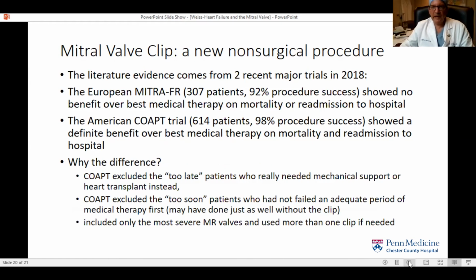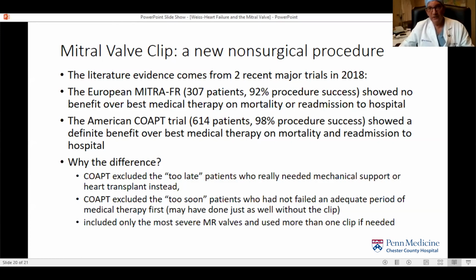So I say it's a new non-surgical procedure. It's really not. It was invented almost 20 years ago, but it took until now to get it through the FDA, to get it out for testing, to figure out who to use it in, and to use it in enough people that we've been following it for enough years that we can offer it here at Chester County in the regular population, so you don't have to be part of an academic study anymore. And that was a result of 2 giant studies that came out in 2018.